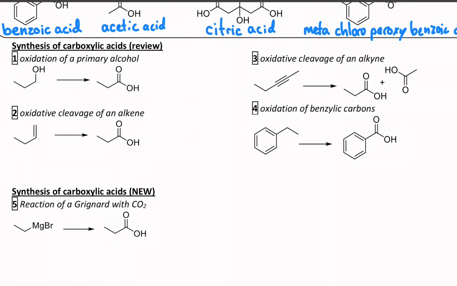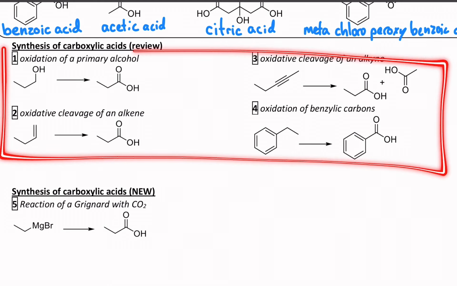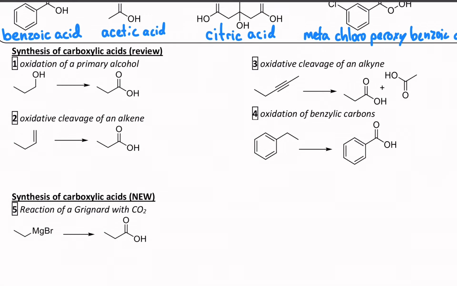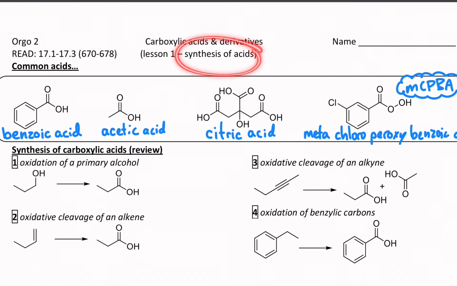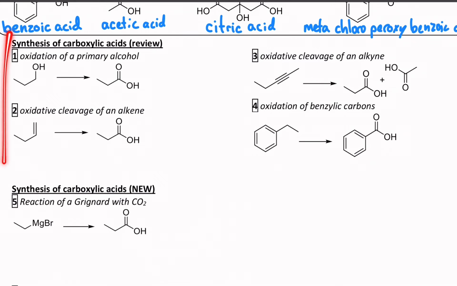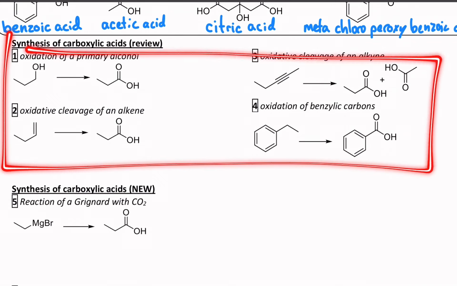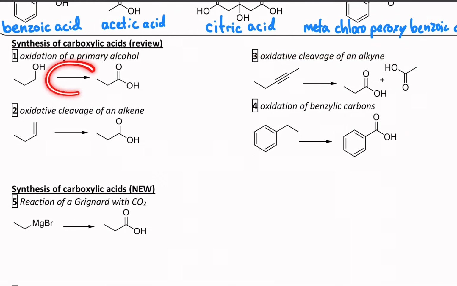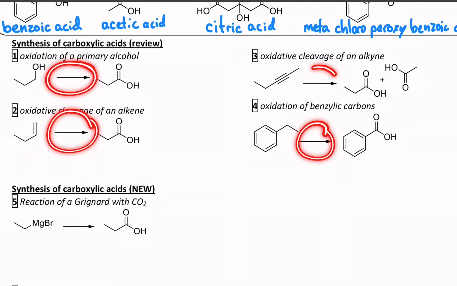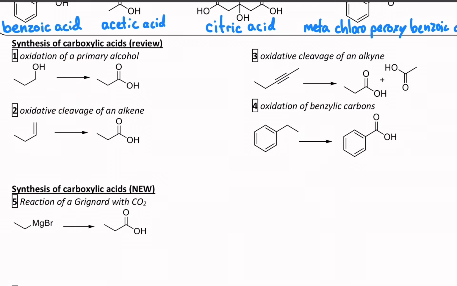Right below that are some review reactions that in theory we already know that make carboxylic acids. That's a theme of today. How do we make carboxylic acids? So I want you to hit pause and see if you can dig into your notes and find the reagents that you would use to do these 4 reactions. Hit pause right now and see if you can do that.